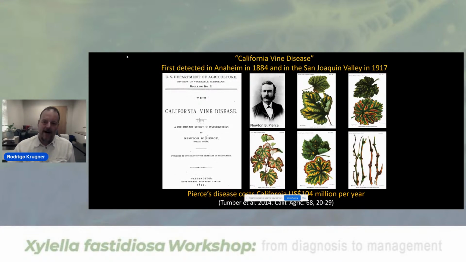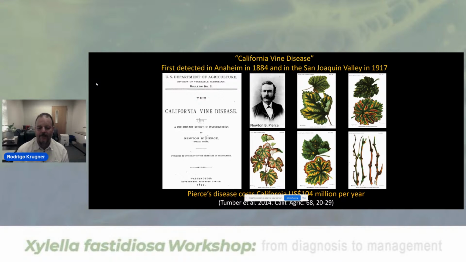So California vine disease, which is now known as Pierce disease, was first characterized by Newton Pierce. Newton Pierce was a special agent with the United States Department of Agriculture. He was sent to California in the late 1880s to look at a new disorder in the grapevines. So he published this, it's a pretty thick book describing the disease for the first time. And we fast forward to today.